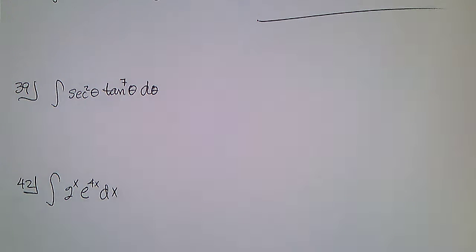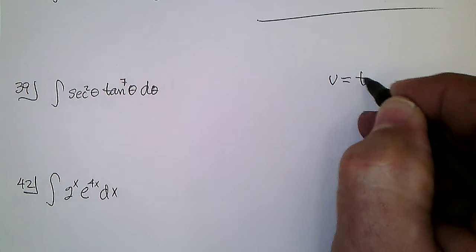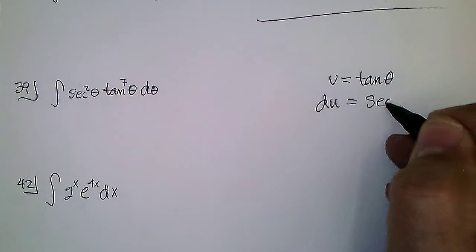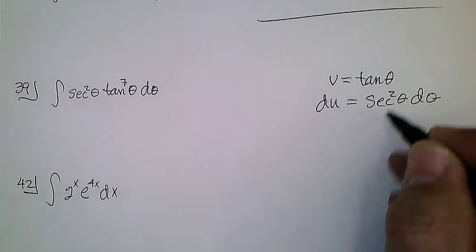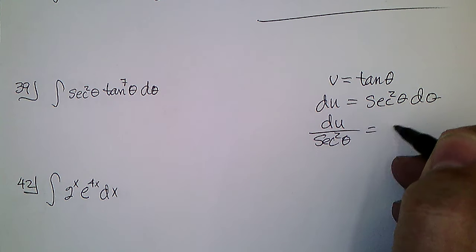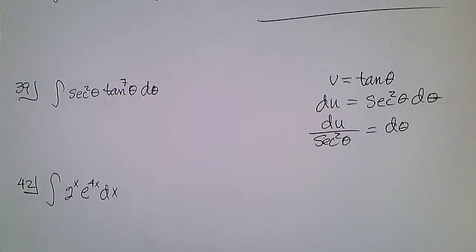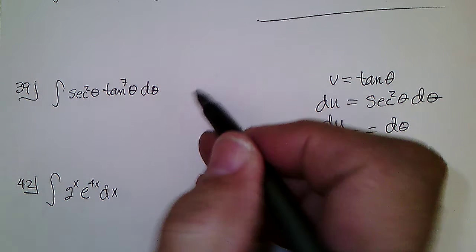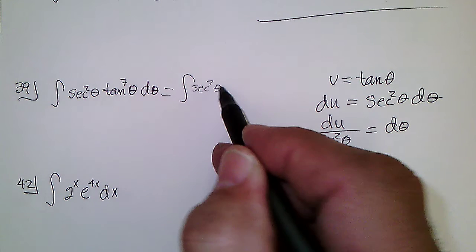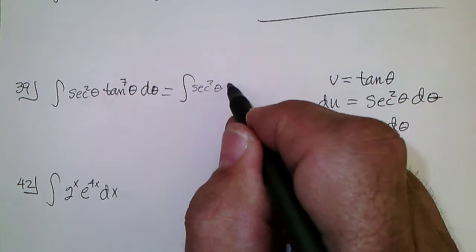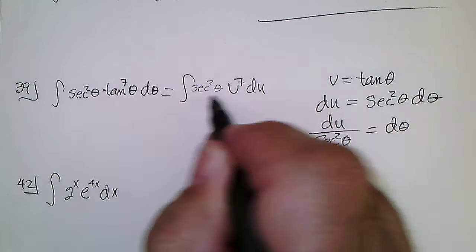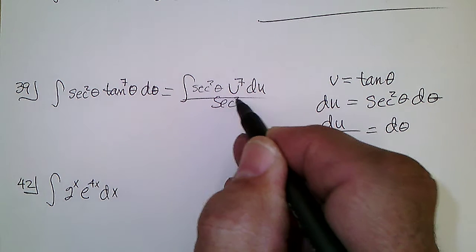Secant squared is the derivative of tangent, so I think I'm going to let u equal the tangent of theta, so that du equals secant squared theta d theta, divided by the secant squared, du over. And so I have the integral of secant squared theta, tangent is u to the 7th, and d theta is du over secant squared theta.